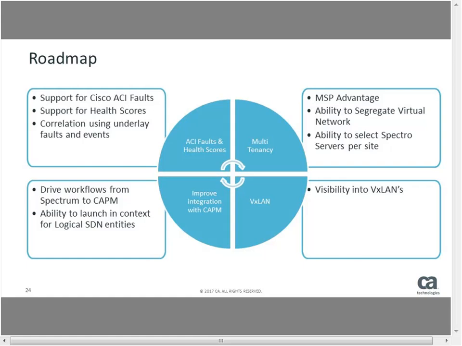So Praveen, the capability which we talked about right now is available with the latest release of Spectrum and VNA. So you can grab 10.1 and the latest VNA to view all the information which we talked about right now in this presentation.